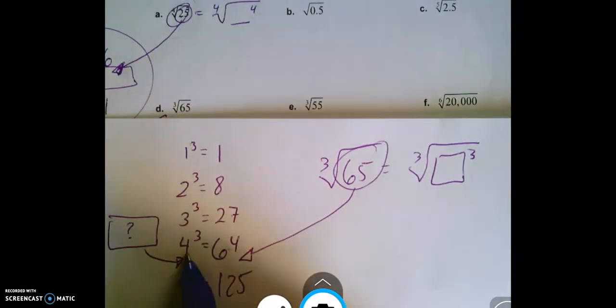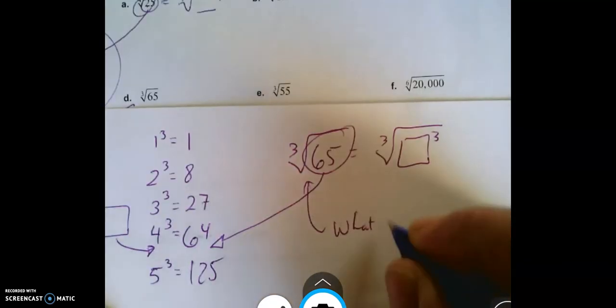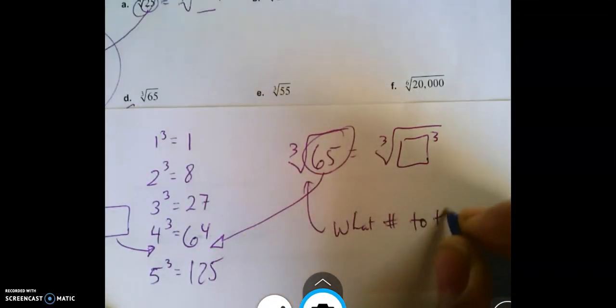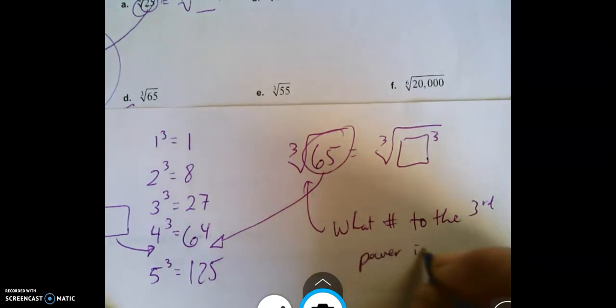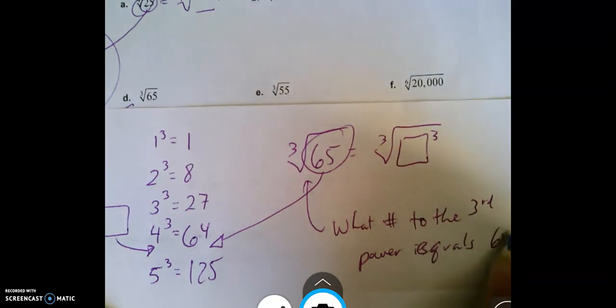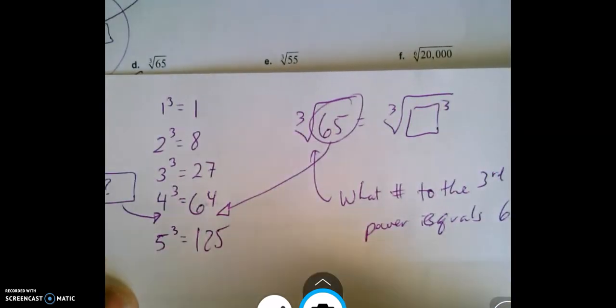Okay, again, 4 to the third is 64. What we're asking is, what number to the third power equals 65? And there's not an answer for that. There's not a whole number answer.